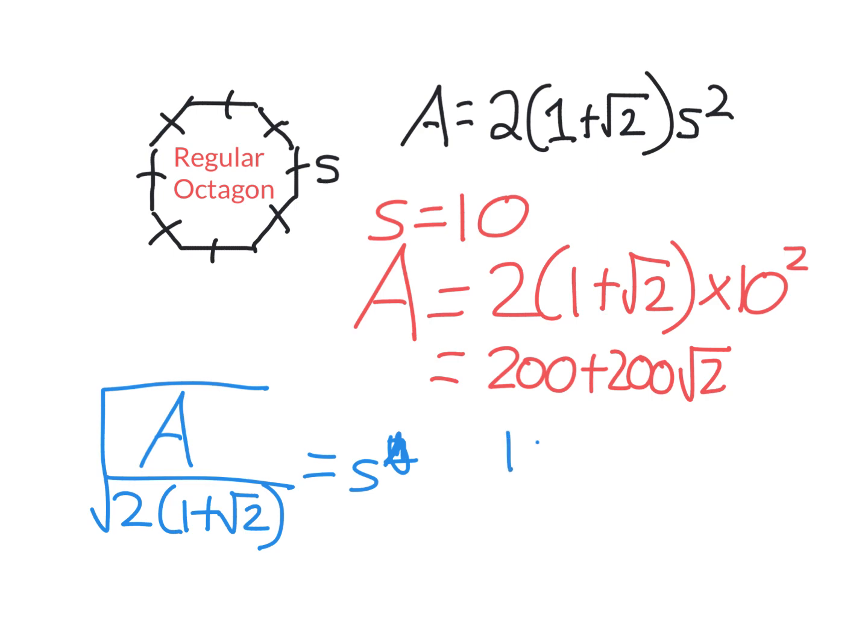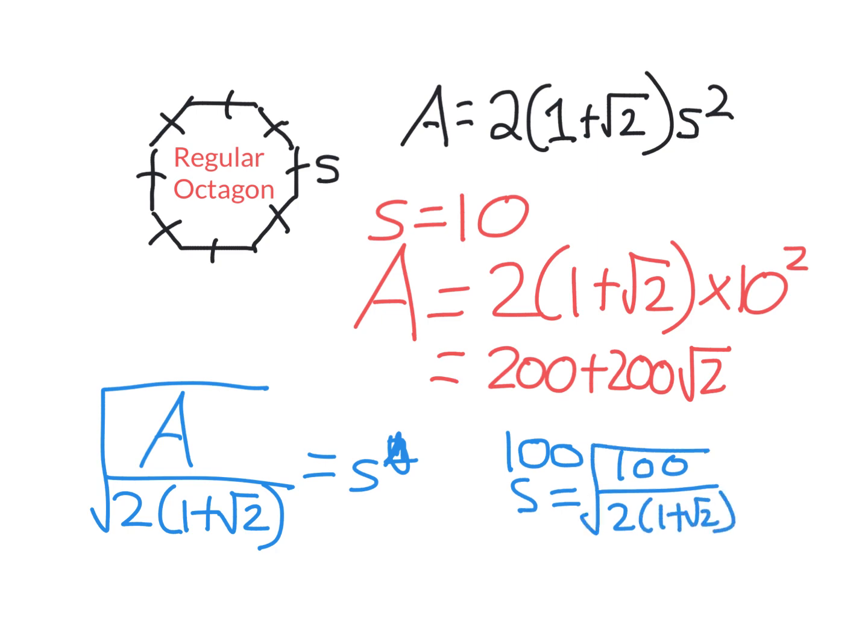So if I know that the area is, let's say, 100, then the side length is just going to be 100 divided by 2 outside of 1 plus root 2, and then square root the lot. So if I put that into my calculator, I actually get about 4.71. So 4.71 is a rational number. It's a rational approximation. It is not the exact side length.